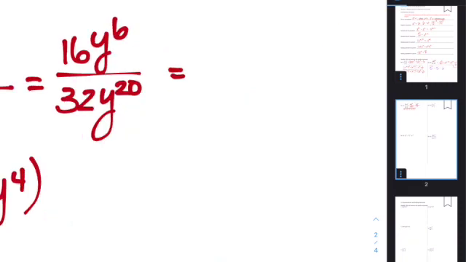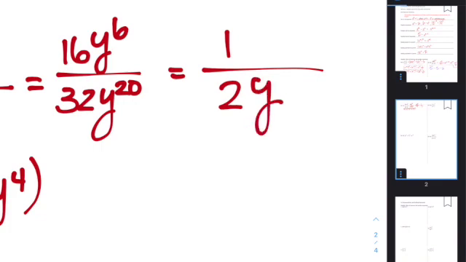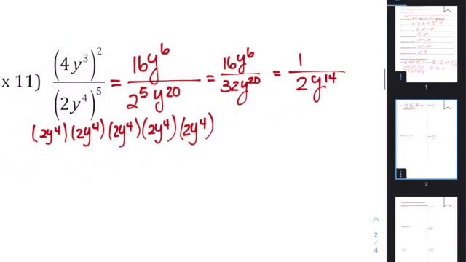Y to the 20th, that's going to be 1 over 2. When you reduce the y by subtraction, that's going to be the 14. This is my thought process.